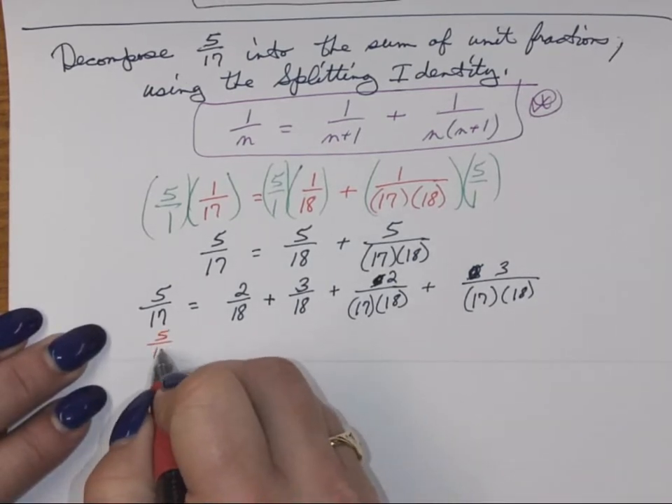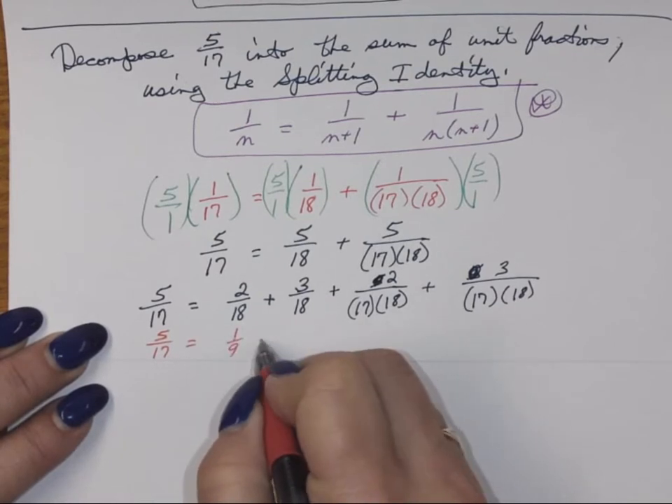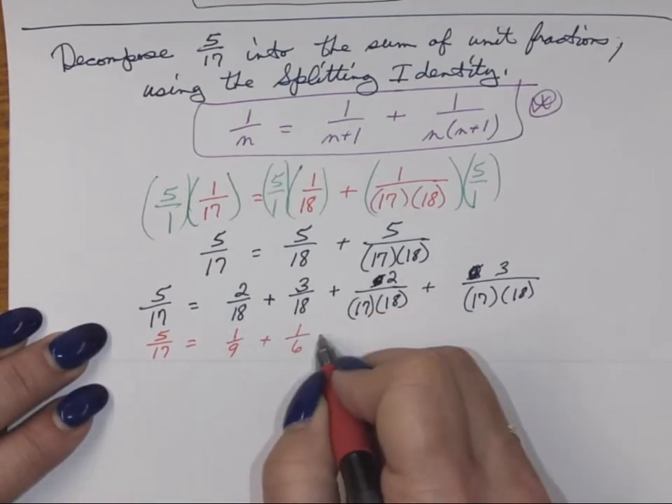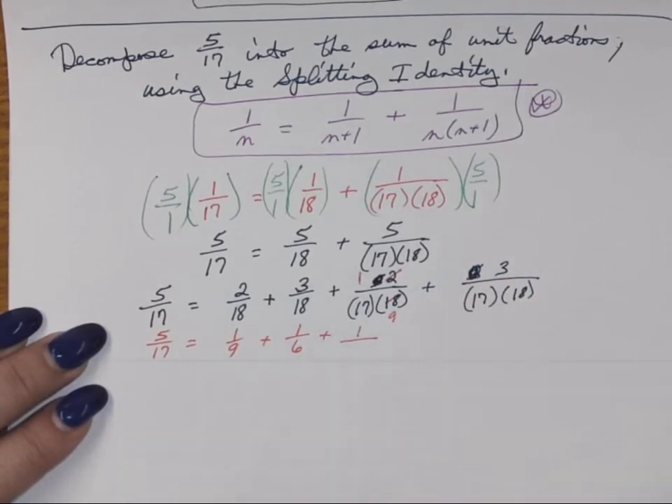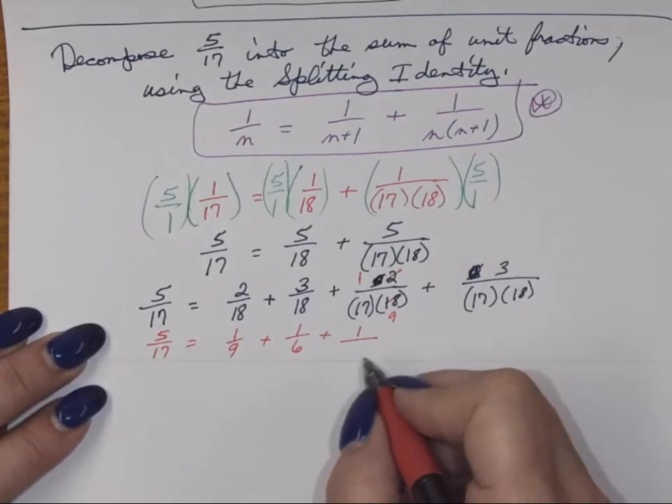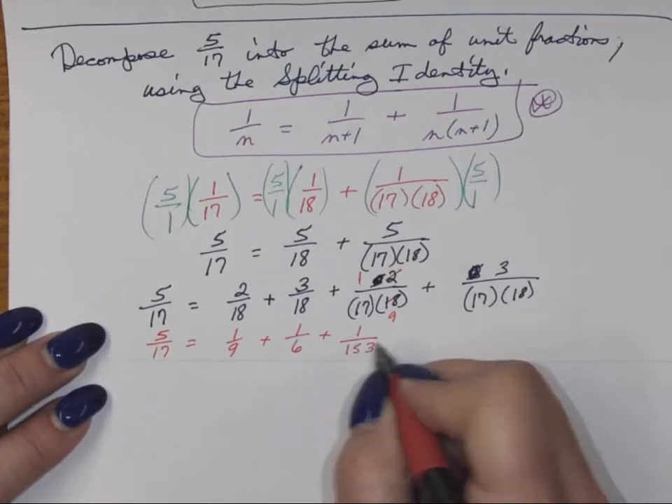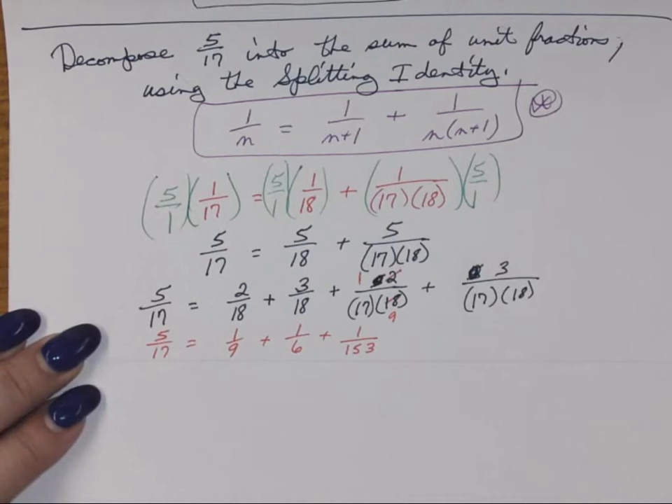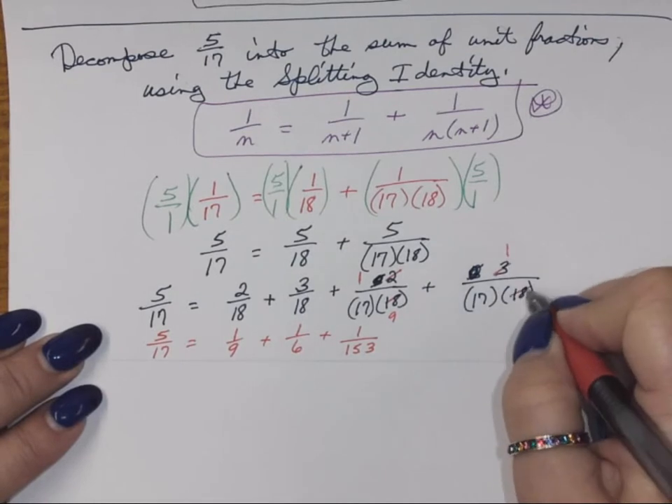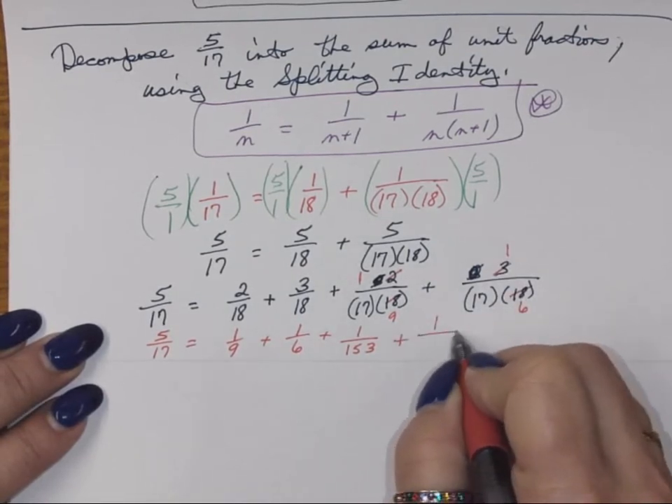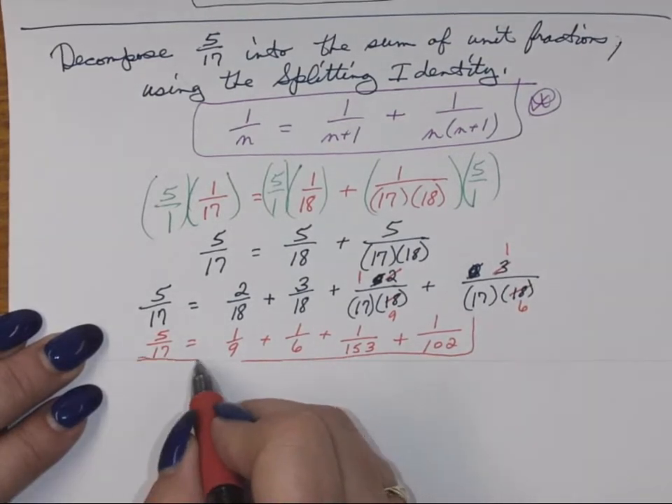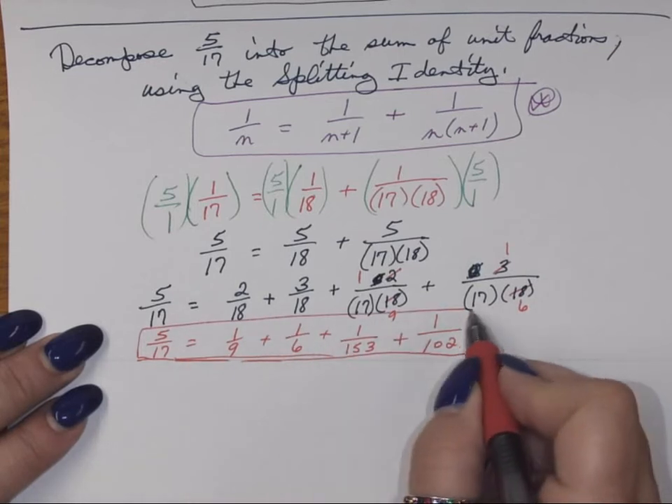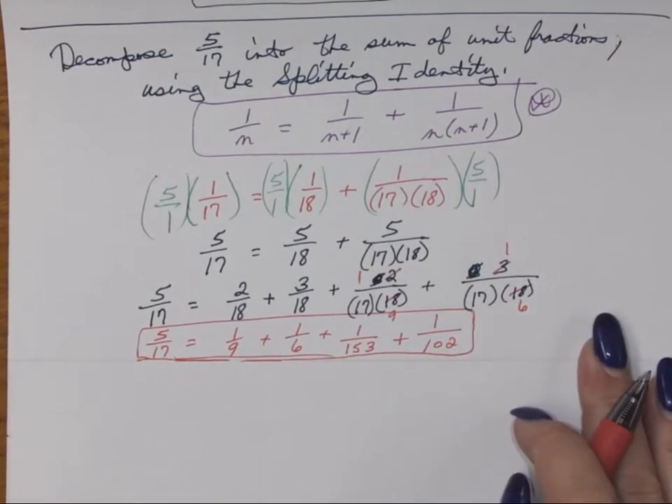5/17 equals, well, this is 1/9. Yay, we like that. This is 1/6. Yay, we like that. The 2 will go into the 18 9 times, and if my arithmetic is correct, that should be 1/153. So check my arithmetic on that, but I'm pretty sure I'm right. And then the 3 will go into the 18 here 6 times, so that should be 1/102. And again, dig out your calculator, or whatever you need to do, check my arithmetic, and see if it works. But I'm pretty sure that one's okay.